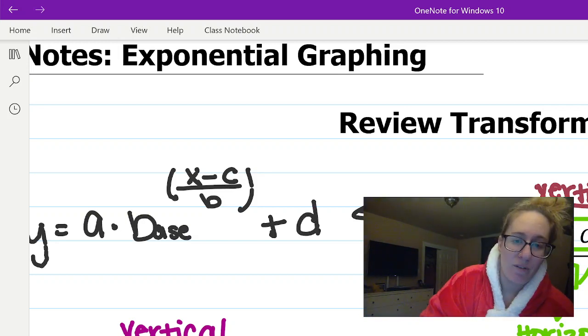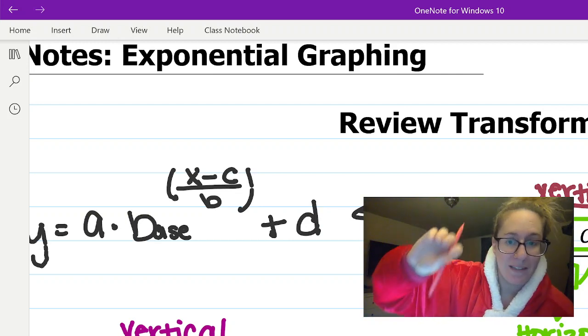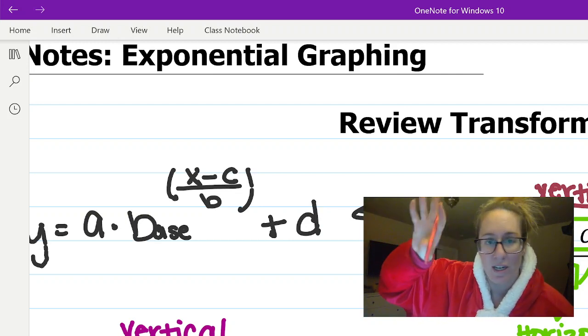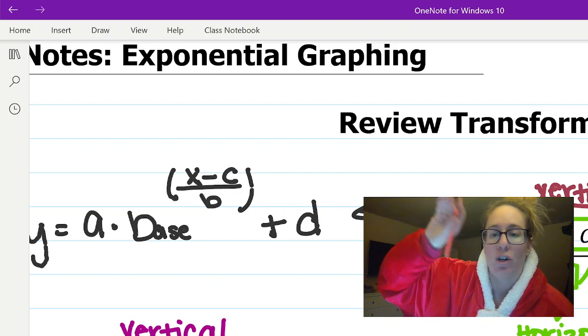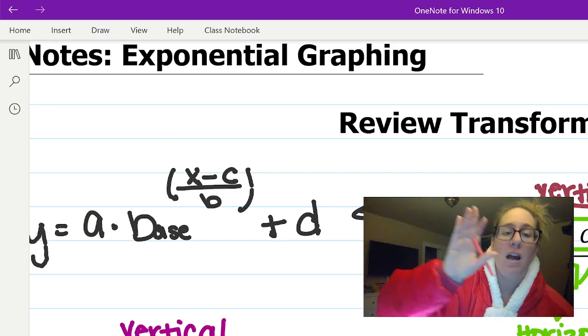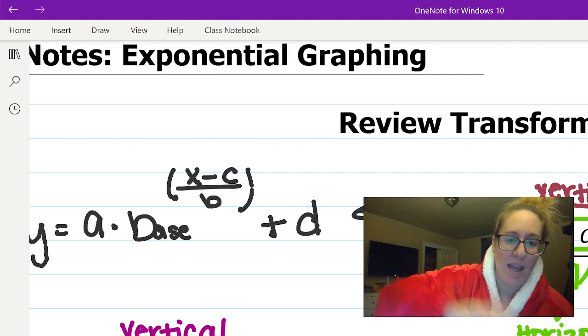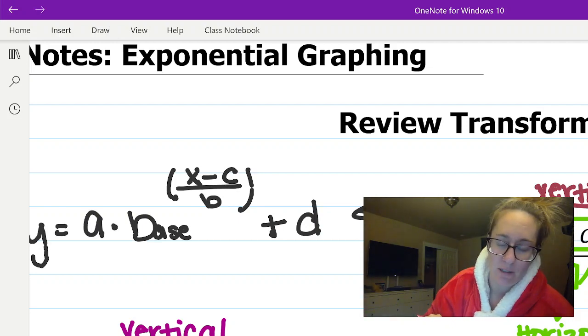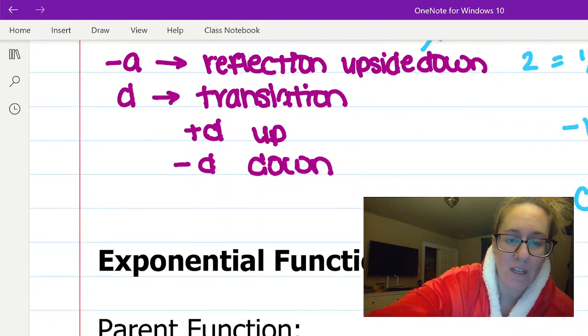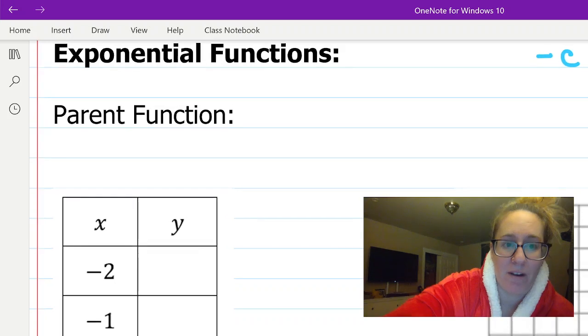So you've got your a out front, you have your function, which is your base number, and then your exponent is the function-y piece. Anything in the exponent, those are your horizontal transformations, and anything out of the exponent, so your a and your d, are your vertical transformations. Okay, good stuff. Let's take a look at the parent function really quick.